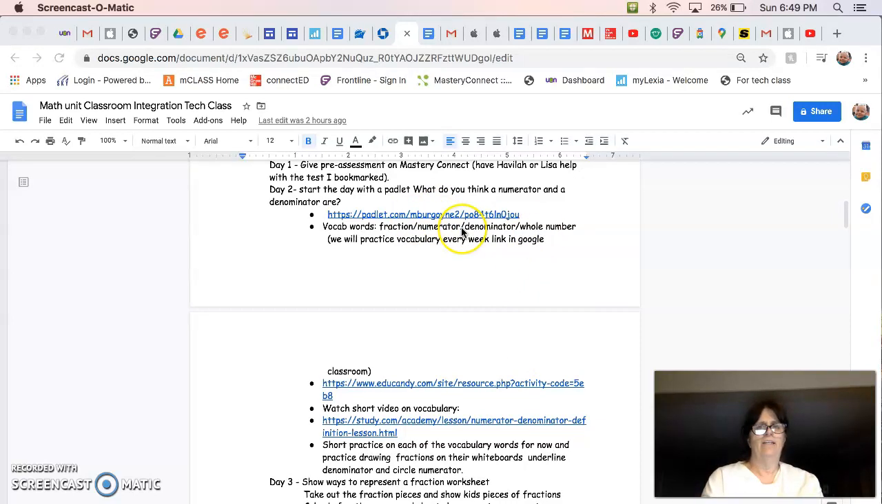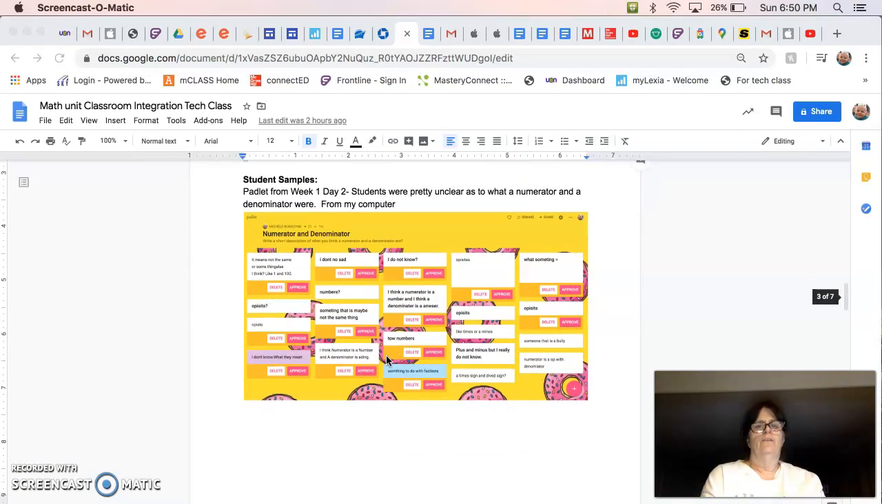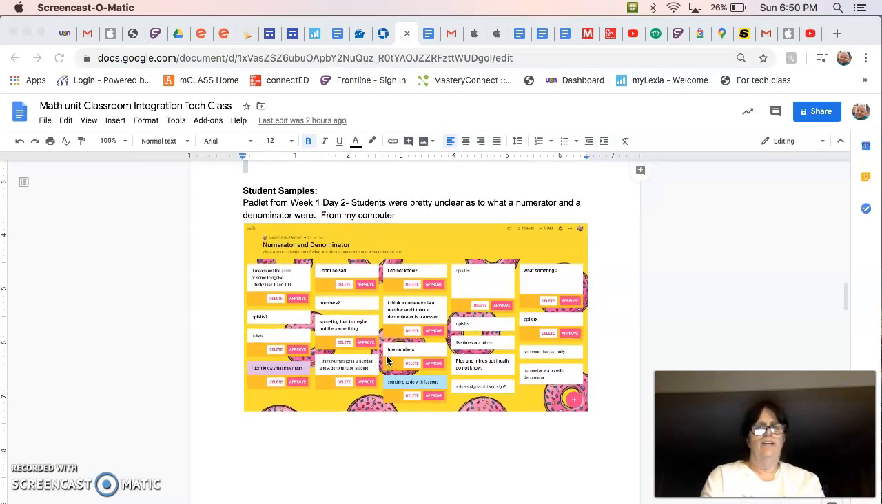So I used a Padlet here the first week. And for the Padlet, I just wanted to ask them, what's a numerator and what's a denominator? And I was really surprised when I got down here and nobody had any idea. I thought they might have a small inkling because sometimes I had kind of mentioned it, but not in depth or anything, wasn't really teaching it.